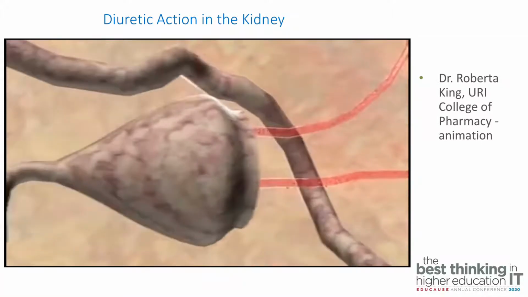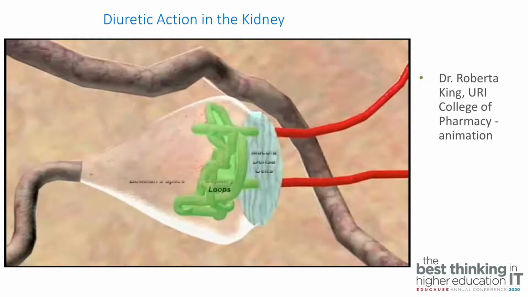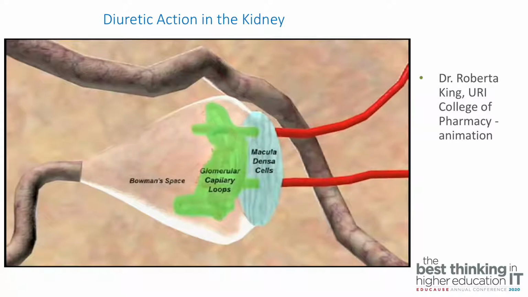The glomerulus is where the blood supply is filtered by osmosis and diffusion. As blood passes through the porous capillary loops, water and molecules smaller than about 50,000 molecular weight are filtered, passing into the Bowman space. This creates the luminal fluid flowing through the nephron tubule.